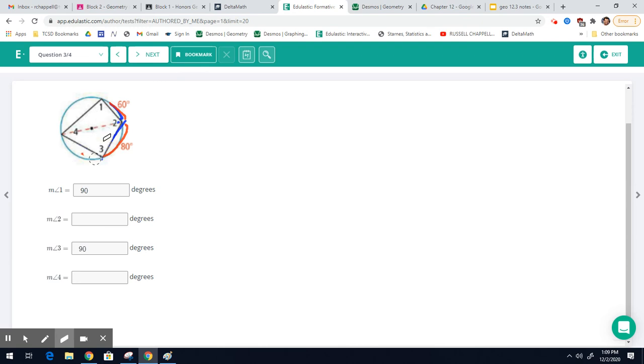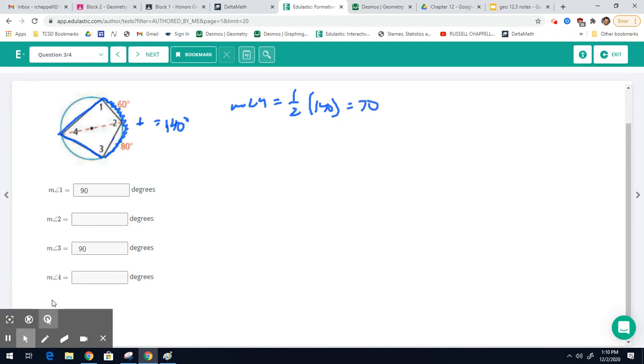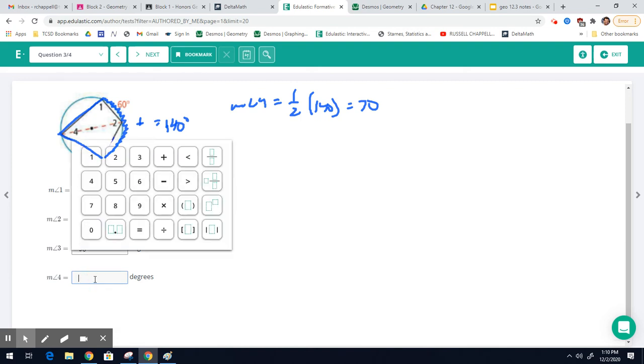Okay, and now what about angle 2 and angle 4? Well, angle 4, if you trace it, opens up to this arc here, right? Angle 4 is an inscribed angle. And we know the 2 parts of this arc that make up this full arc's measure, 60 and 80. If we add those, we get 140. So that means that the measure of angle 4 is going to be half of its arc, half of 140. And half of 140 is 70. So the measure of angle 4 is going to be 70.